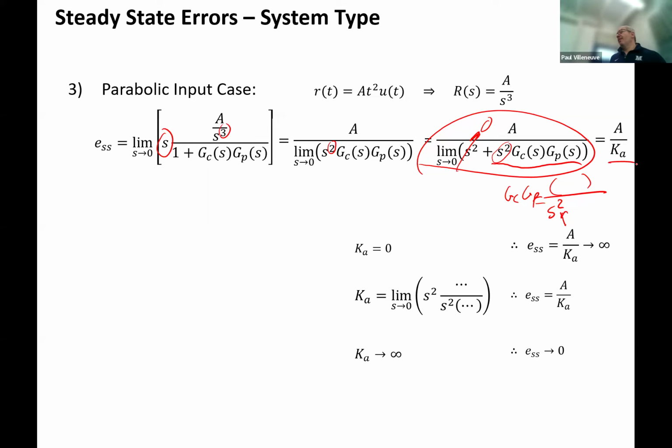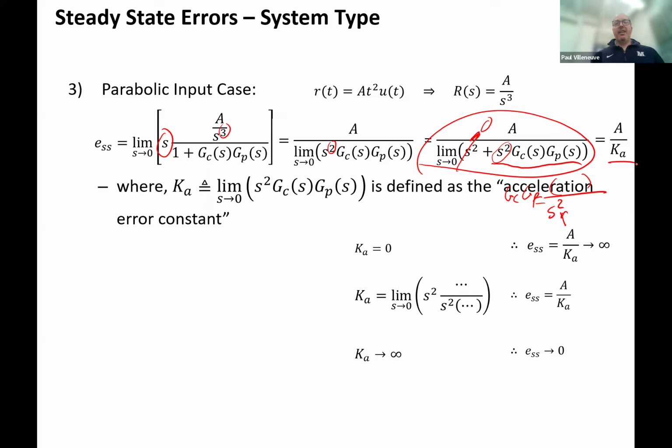Since we're multiplying by the S squared, that is the second derivative in the time domain of whatever we're trying to calculate. So first derivative of position is velocity. Second derivative of position or first derivative of velocity is acceleration. So that's why we call it the acceleration constant or acceleration error constant.